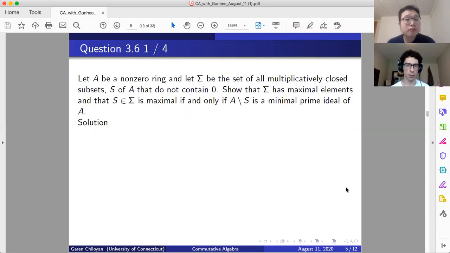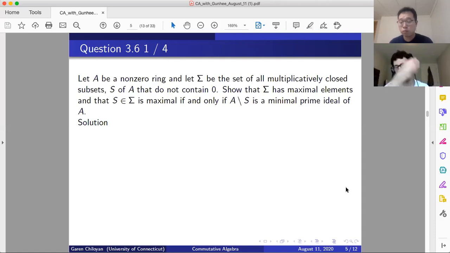So now we talk about a set where you have a maximal element. Let A be a non-zero ring and sigma be the set of all multiplicatively closed subsets S of A that do not contain 0. Let's show that sigma has maximal elements, and a maximal element in sigma is of the form A complement S, where A complement S is a minimal prime ideal of A.